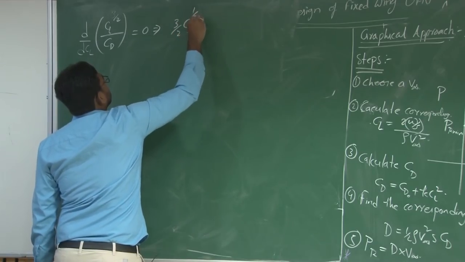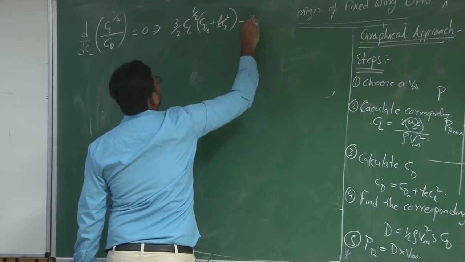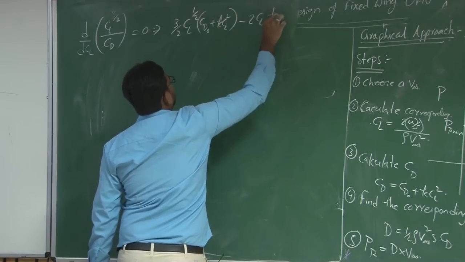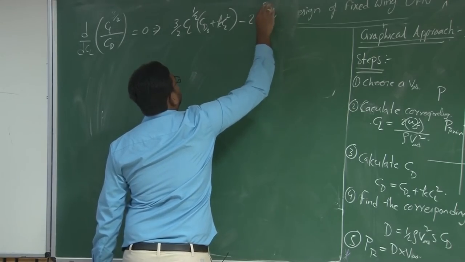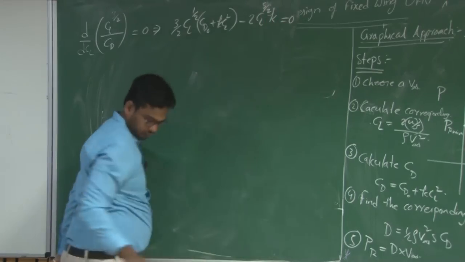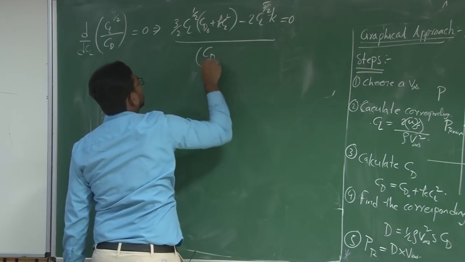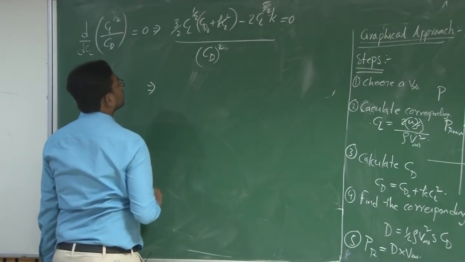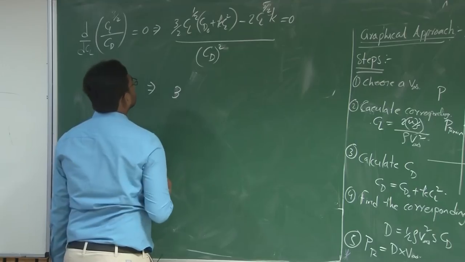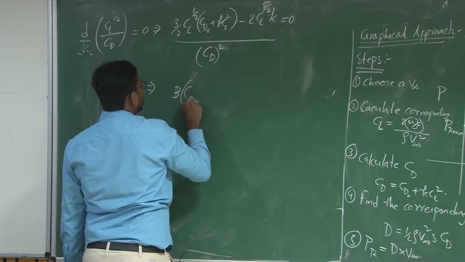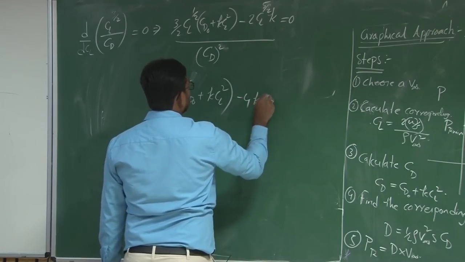3 by 2 CL power 1 by 2 into CD, which is CD naught plus KCL square, minus 2K CL power 3 by 2 into CL, this is 3 by 2 into CL power 5 by 2, is equal to 0, divided by CD square. This equals 3 CD naught plus KCL square is equal to minus 4 KCL square, is equal to 0.